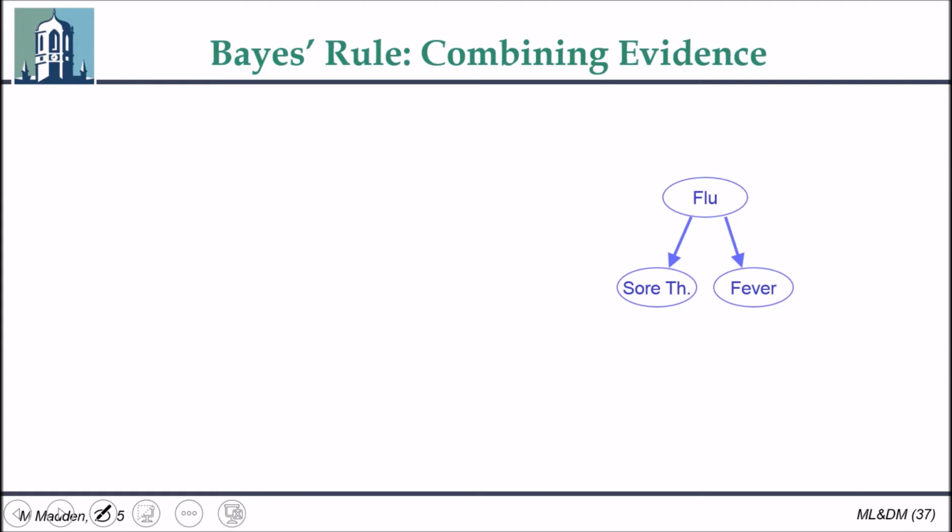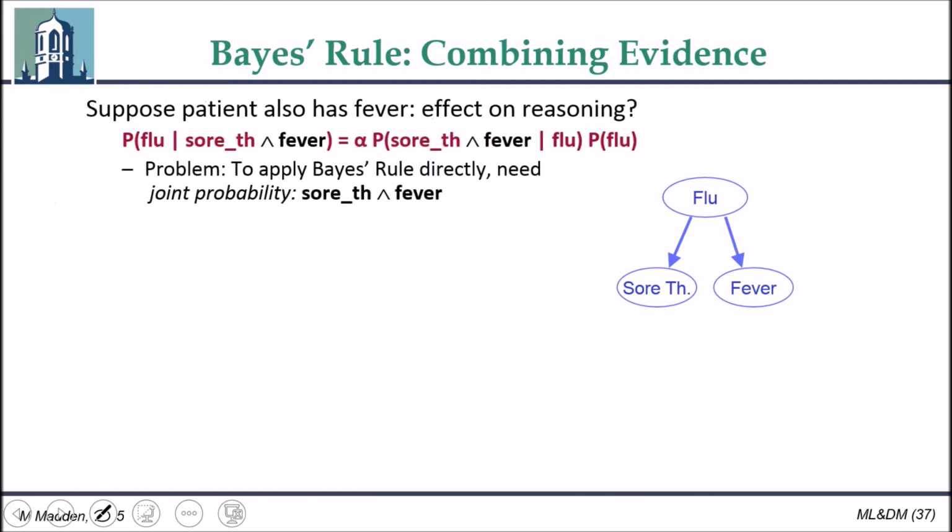Okay, let's move on to the next thing we can do with Bayes' rule, which is combining evidence. This goes back to the conditional independence formula that we saw when we were doing the first part of this topic. So let's continue with my questionable surgery. And we've already got this patient, the probability of a patient having the flu given that they've got a sore throat.